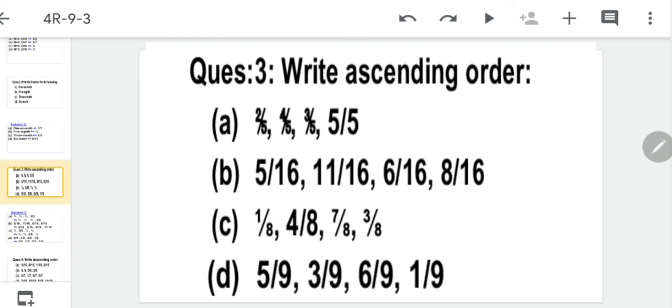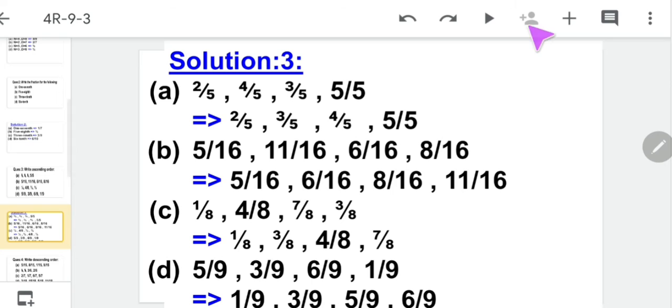Question number 3. We have given few fractions and we have to write them in ascending order. So see, we can see in all these numbers, the denominator is same, right? In all these parts, denominator is same. So we have to focus only on the numerator and we have to place them according to the ascending order of numerator. Let's see how we have to do it. For example, in the first one, we have given 2 by 5, 4 by 5, 3 by 5 and 5 by 5. So as denominator is same, so we have to focus only on numerator.